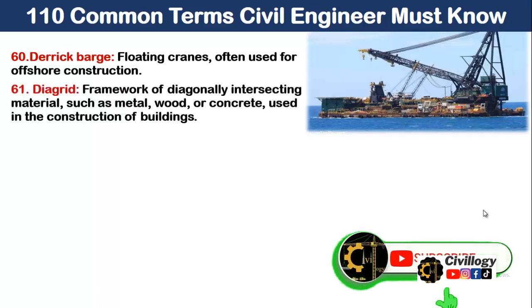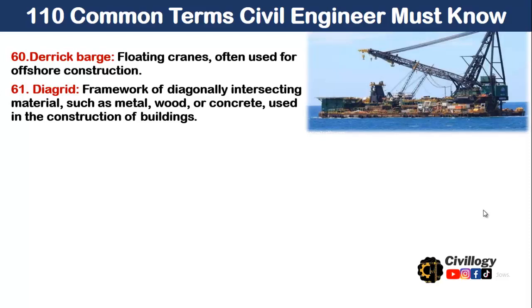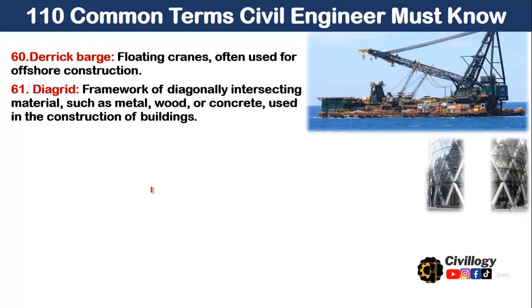Okay. Point number 61. Diagrid. Formwork of diagonally intersecting materials such as metal, wood or concrete used in the construction of buildings. As you can see over here, such a type of structure is called a diagrid. It can be temporary or it can be permanent.